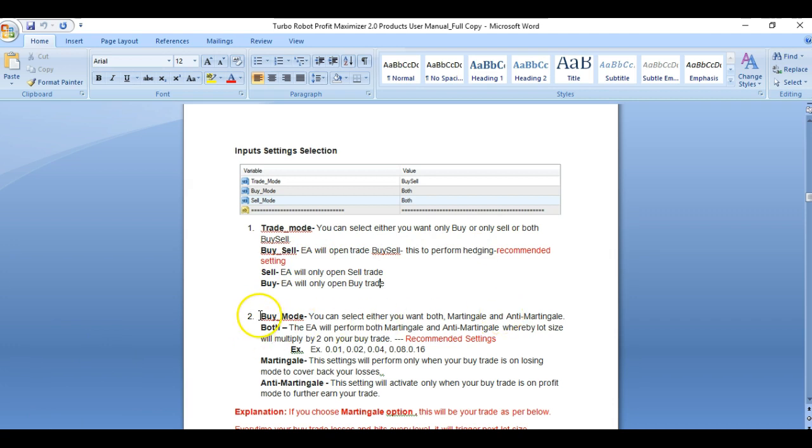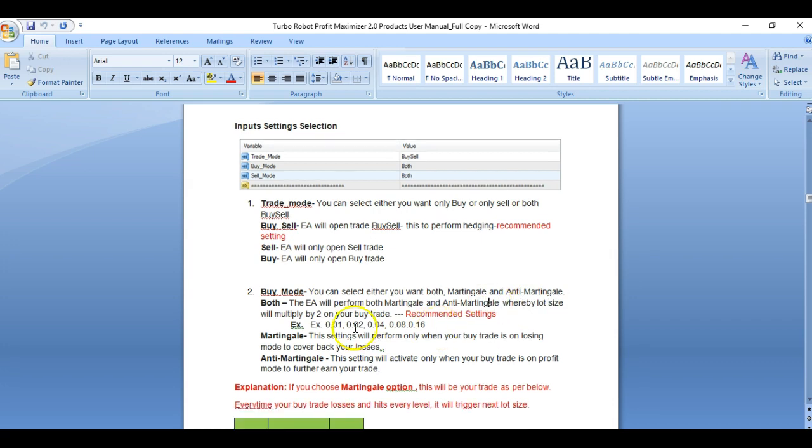So the next thing is buy mode. For buy mode, you can select either both, or martingale, or anti-martingale. So martingale means you double up your lot size on your losing side. Anti-martingale means you double up your lot size as well, but on your profit, which means you always secure your profit. First settings, later I will go through with you in our MT4. So the first setting is both. This is our recommended setting.